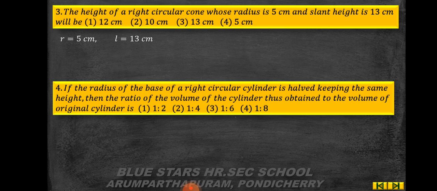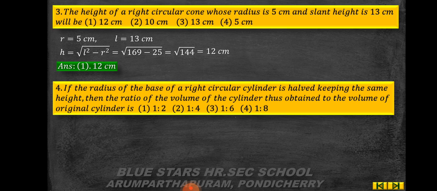So here r is equal to 5 cm, L is equal to 13 cm. So h is equal to root of L square minus r square, which is equal to root of 13 square, that is 169, minus r square, which is 25, which is equal to root 144, which is equal to 12 centimeter. So the correct option is option 1 and the answer is 12 centimeter.